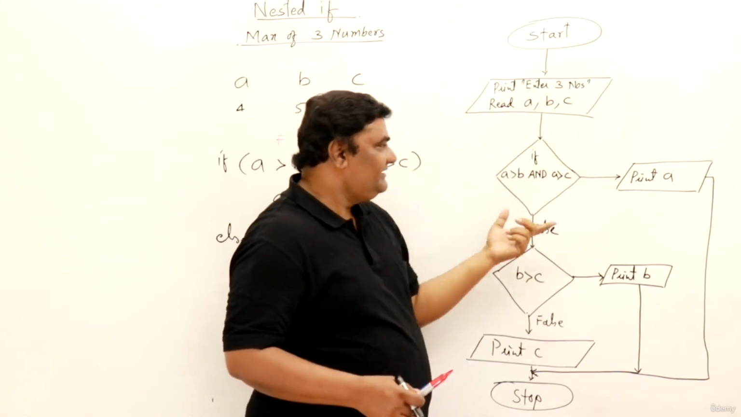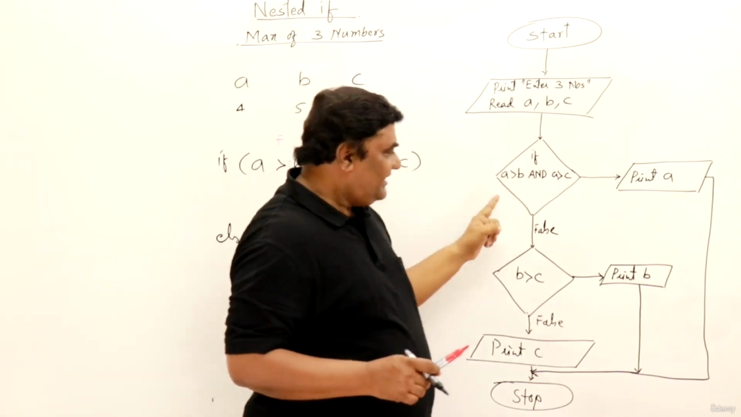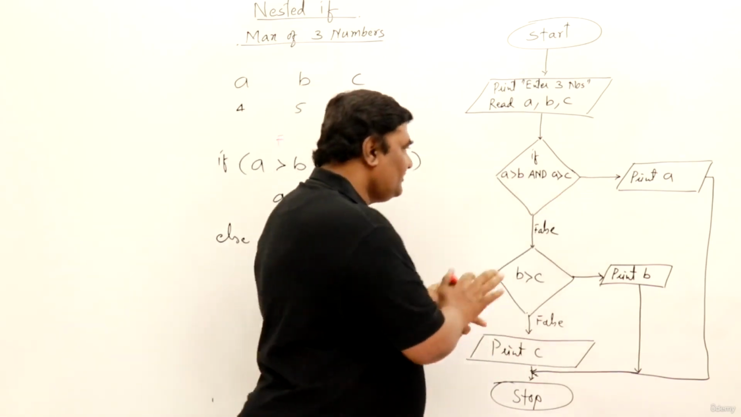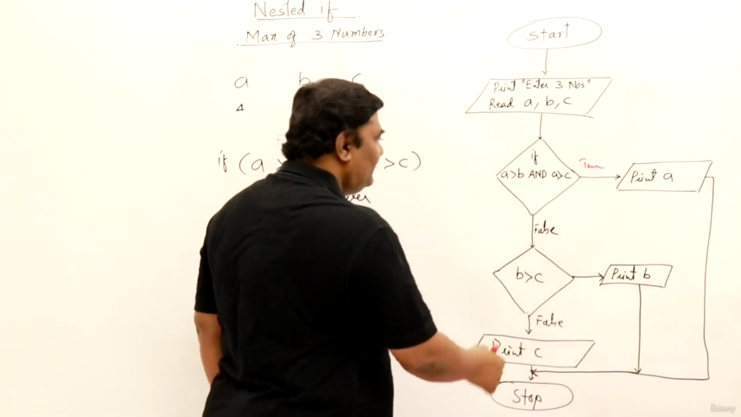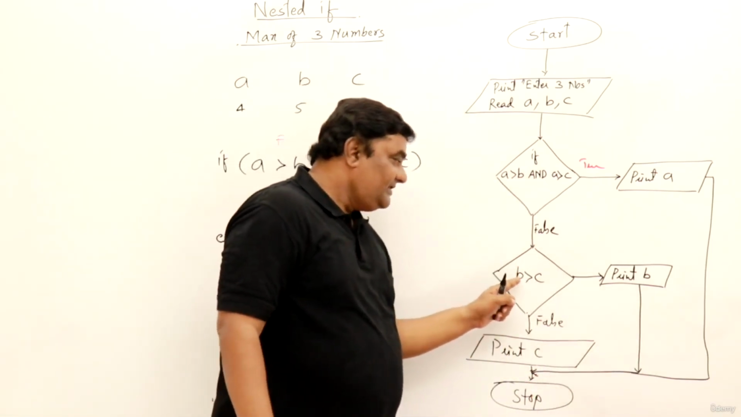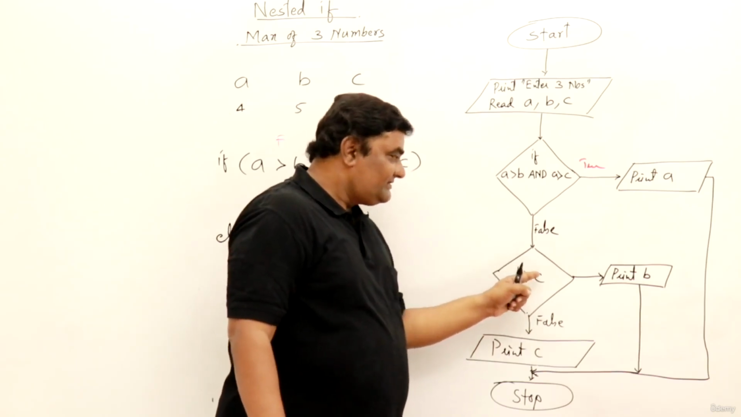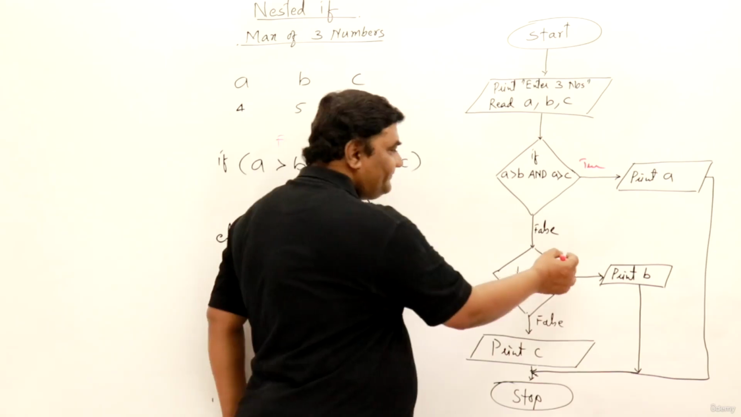Enter three numbers A, B, C, and here I am checking if A is greater than B as well as A is greater than C. If this is true, then print A and stop. Else, if this is false, then what is possible? B is greater than C. If B is greater than C, then print B and then stop.